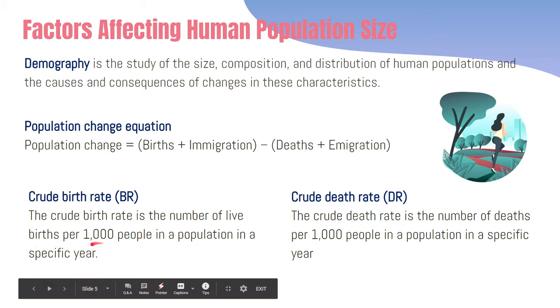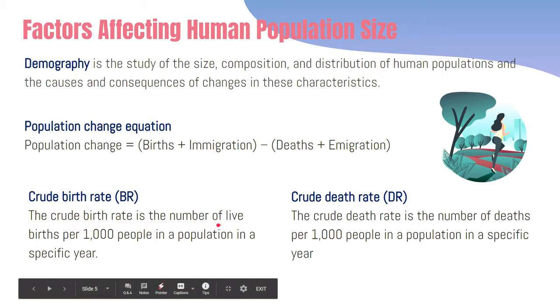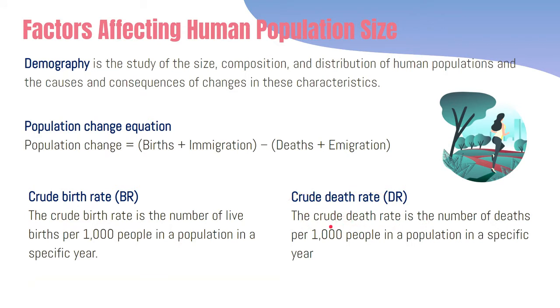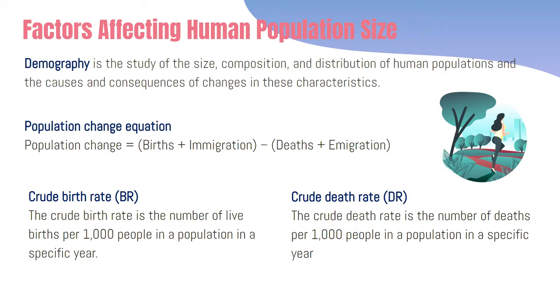This is a way for us to have a better idea of the similarities and possible differences of every nation's population. So how many live births per every 1,000 people in a population in a given year? Crude death rate is the opposite of that. What is the number of deaths per 1,000 people in a population for every specific year? So these are two good ways to help us visualize the population size of a location.